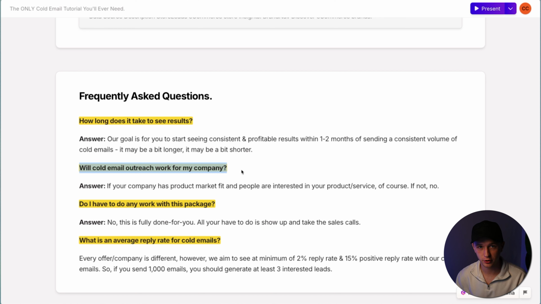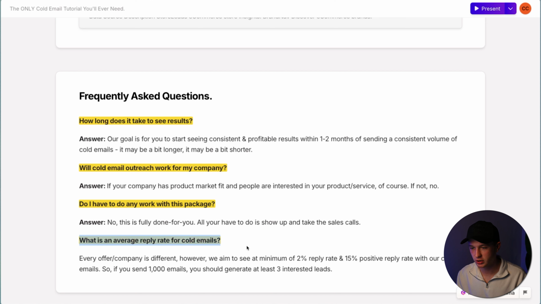If you do not have product market fit, no marketing channel in this world is going to help you. Not a magic paid ads funnel, not a magic cold email script, not some magic marketing channel. Nothing is going to help you because people don't want what you're selling. So this question, will marketing work for my company? If you don't have product market fit, nothing is going to work. But if you know for a fact people want what you're offering and your offer is cold outreach ready, it's going to work, right? That's what I can guarantee you.